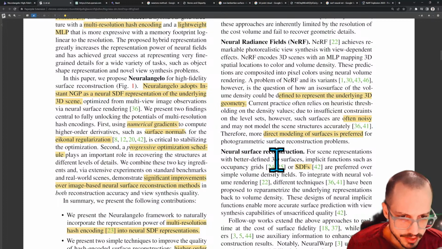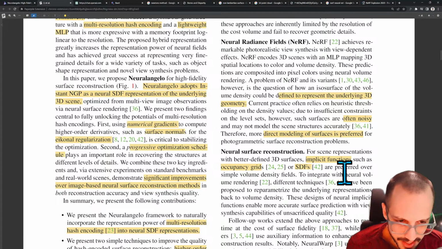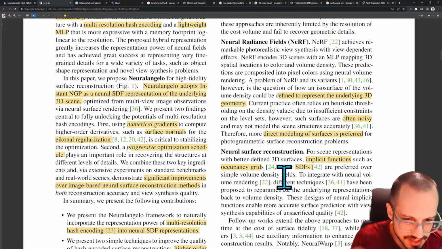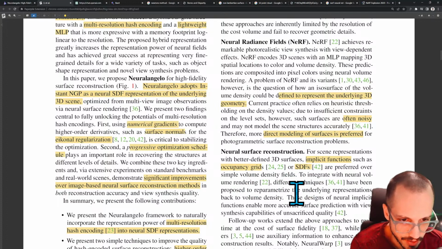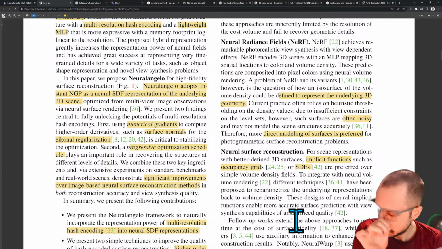For scene representations with better defined 3D surfaces, implicit functions such as occupancy grids or signed distance functions are preferred over simple volume density fields, right? So this is the same thing that we've been saying 10 times in a row. Implicit, I would call these explicit. Am I getting my implicit and explicit confused? I would say a NeRF is implicit because it's inside the actual weights of the neural net. You don't have the actual object itself. And then I would say occupancy grids and SDFs are explicit because you're actually defining the exact position of this surface.